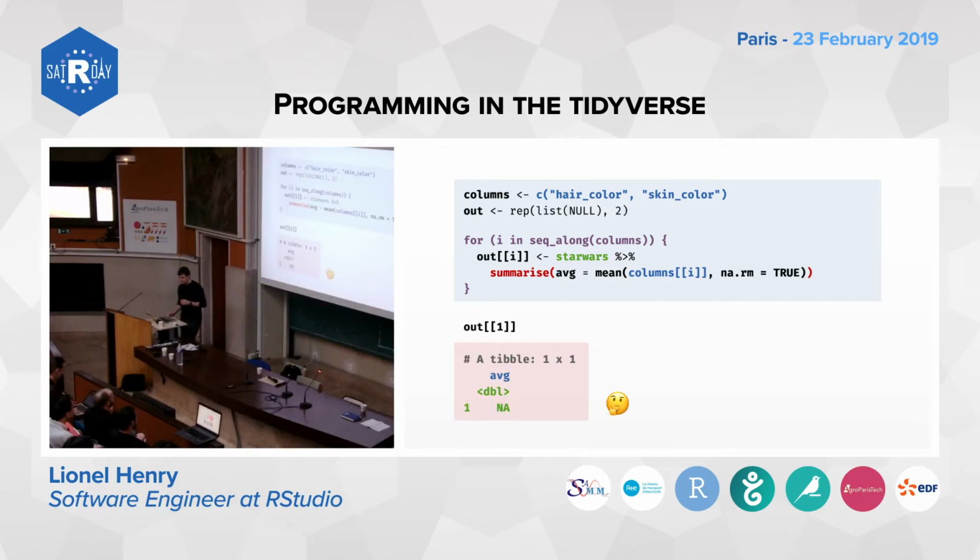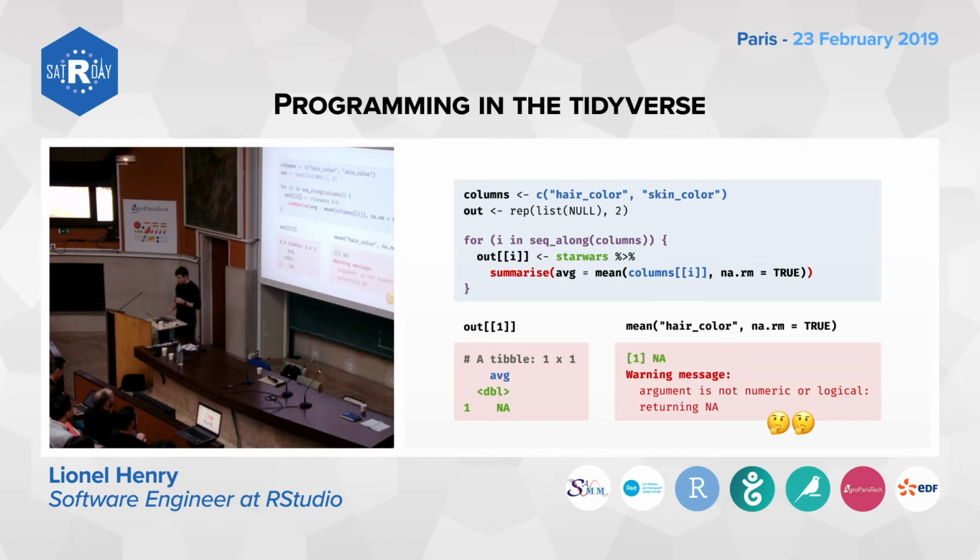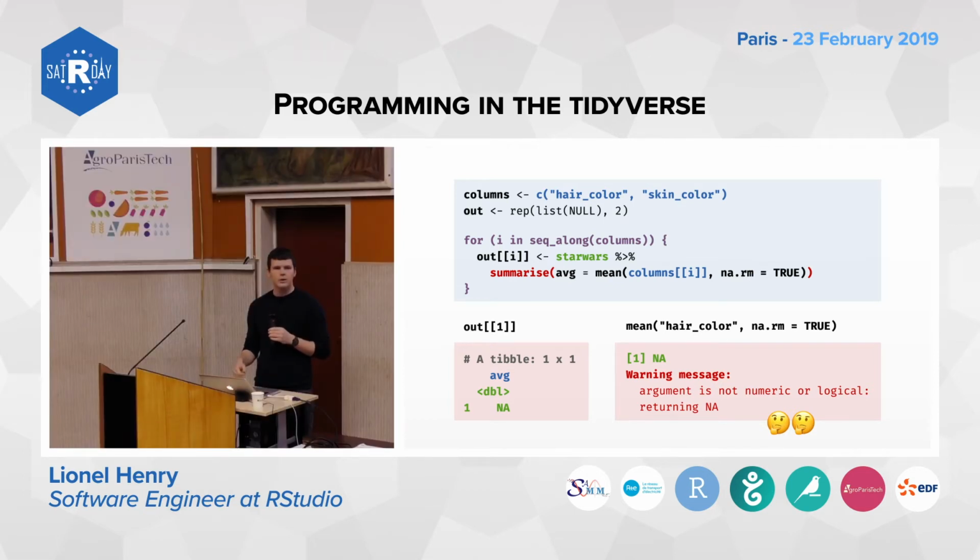But if we do that, we get this strange result. We get a missing value. And the reason is that what we have actually done here is to take the mean of a string, which doesn't work in R. And actually you get a missing value with a warning message. It should probably be an error, but that's what you get.